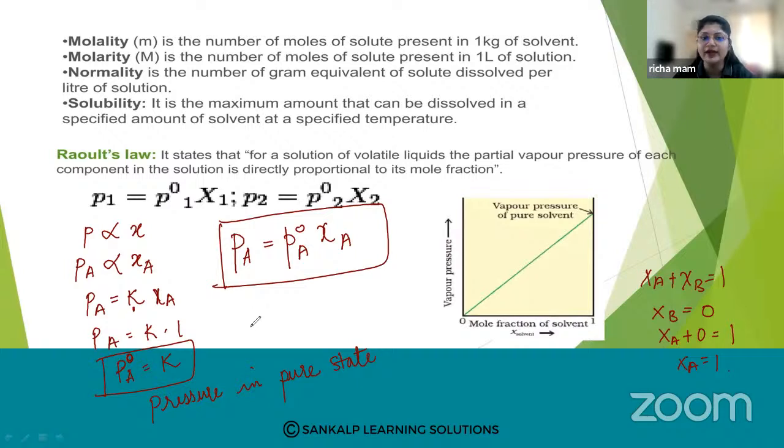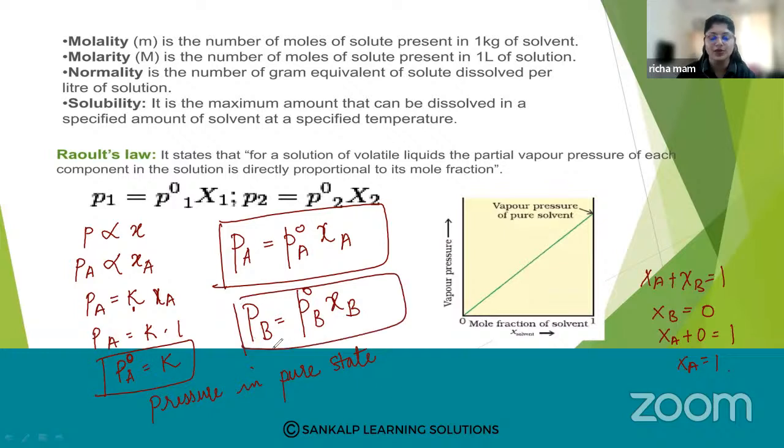Similarly, the partial pressure of component B is PB equals P naught B into chi of B. This is according to Raoult's law. What are P naught of A and P naught of B? These are the vapor pressures of the liquids in the pure state. Pure state means it has no other liquid in it; only one type of liquid is present.